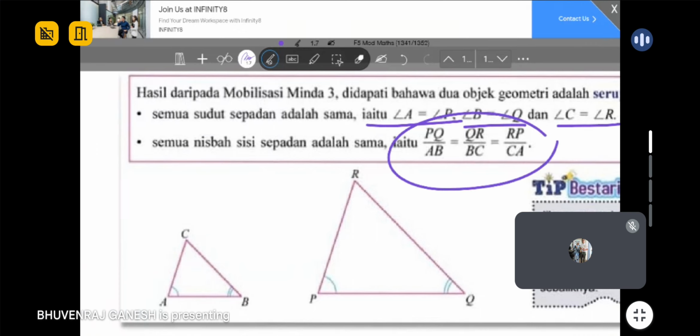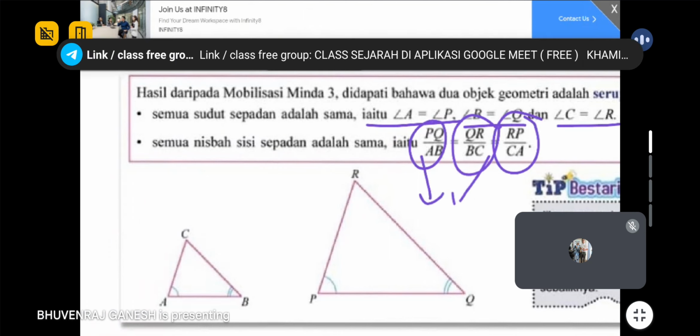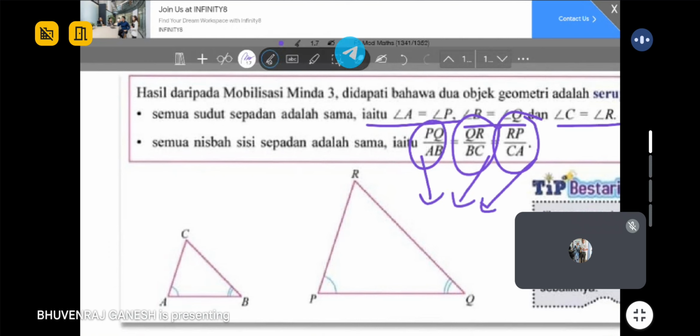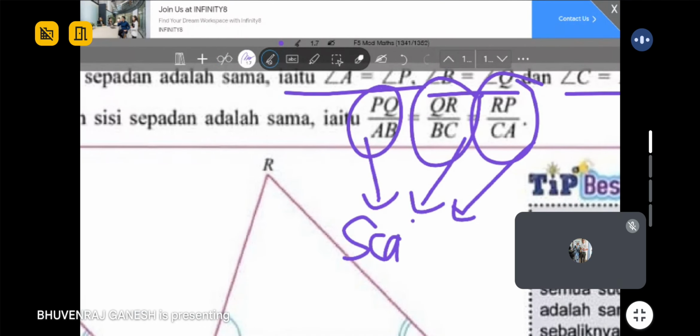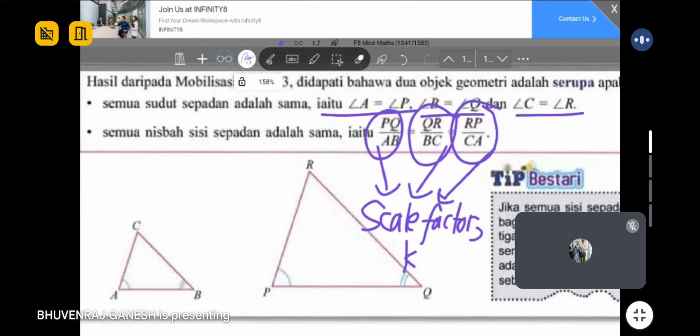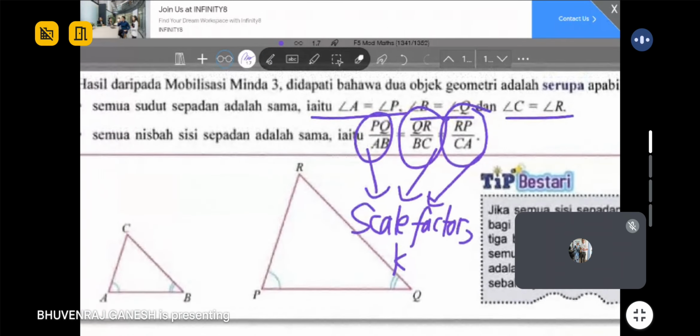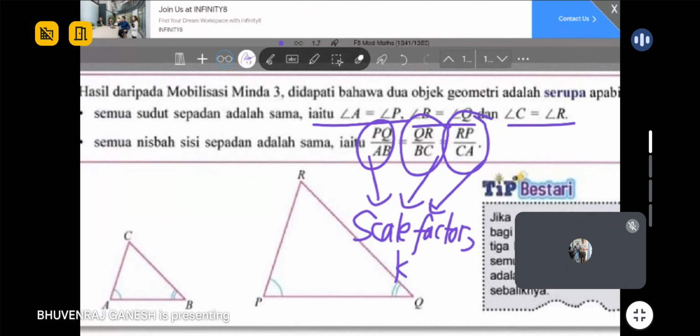Nisbah dia sama. So guys, if you check and see this one, all these values here, what do they represent? Can you all tell me? Semua pecahan ni, dia sebenarnya mewakili apa kat sini? What quantity? Kalau kamu faham tadi apa yang saya bagi tahu. Yes, very good. So kamu akan dapat scale factor lah, faktor skala, yaitu nilai K. Can you all see it guys? So the ratio of the length, nisbah panjang, akan memberikan kamu faktor skala. So that is the concept that you must understand here.